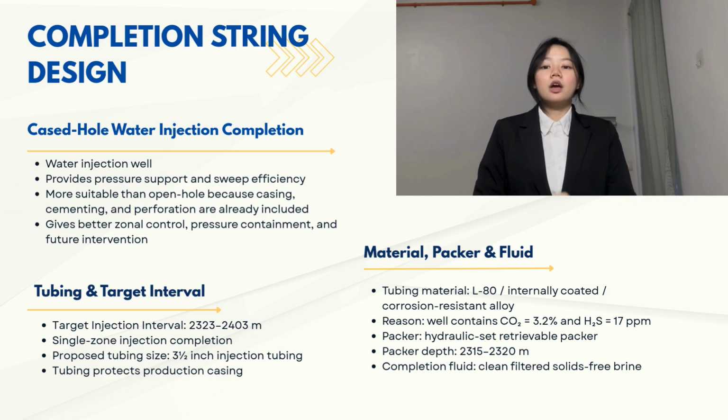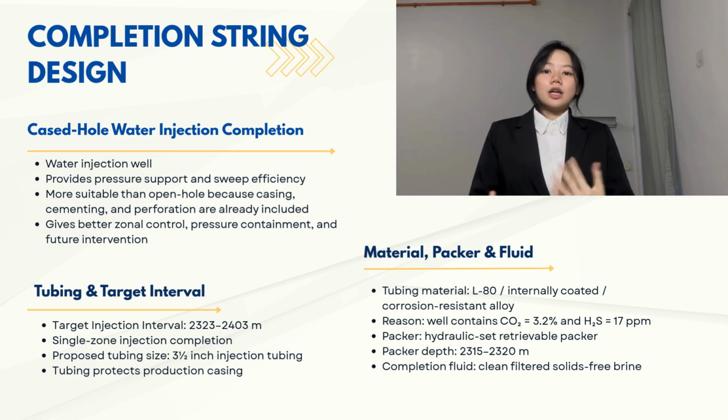Apart from that, we continue with material selection. The tubing should be L80 grade, internally coated or corrosion resistant alloy. This is because the well contains CO2, carbon dioxide, and H2S, which will create a corrosion risk when mixed with water. A hydraulic set retrievable packer is proposed at around 2,315 to 2,320 meters, which is above the injection interval.